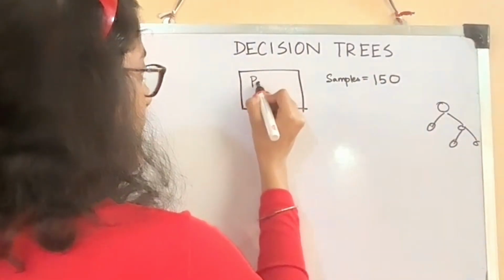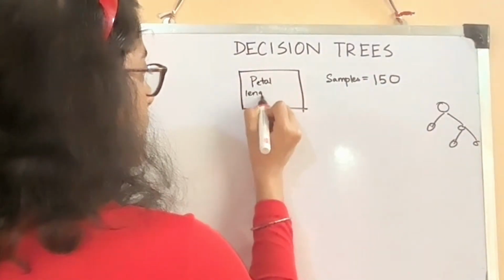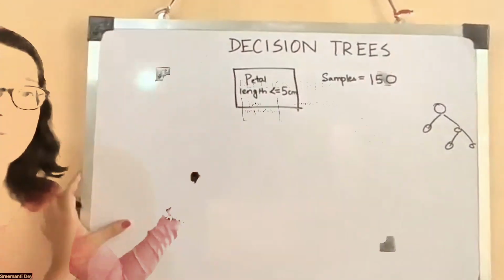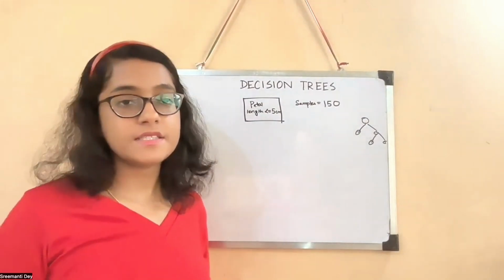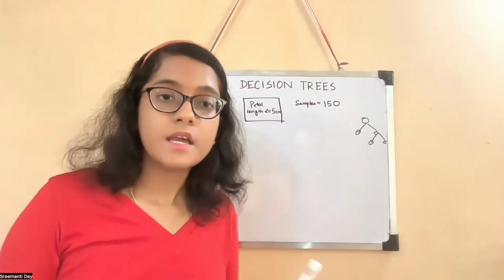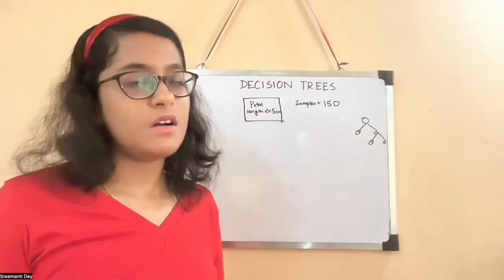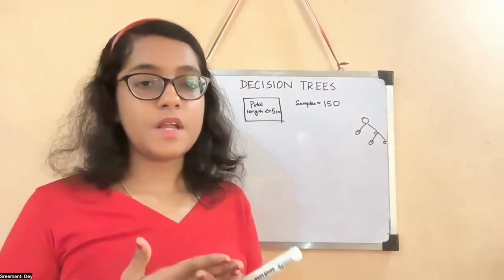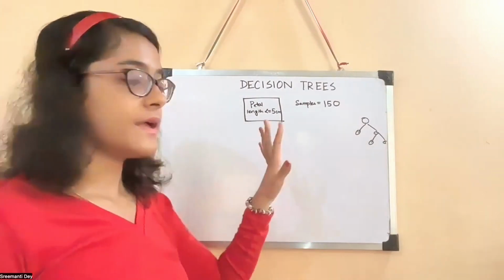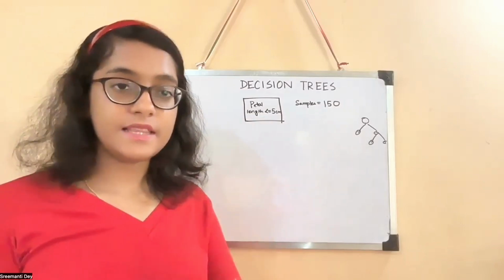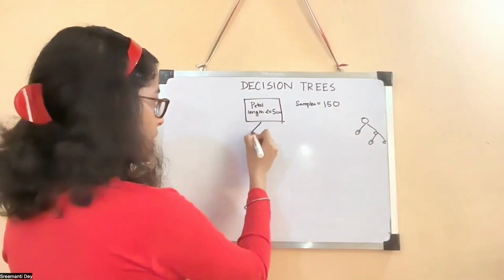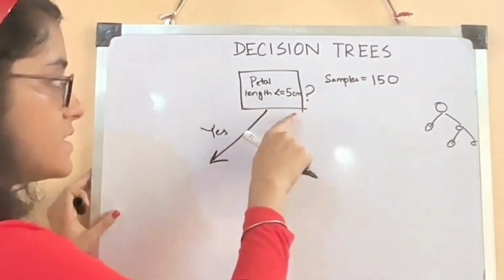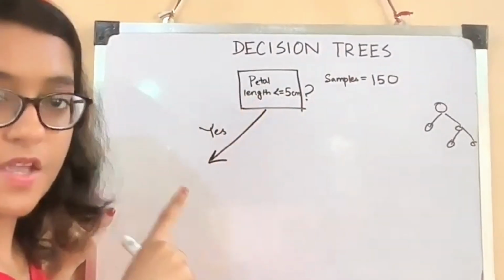Now this node would have the condition petal length less than or equal to 5 centimeters. What do we mean by that? Let's say the petal length in our dataset varies from 0.5 centimeter to 10 centimeters, so 5 would be an appropriate middle ground. Let's say around 50 points have petal length less than 5 centimeters. That is going to be yes. So this is the question that we ask at this node: is the petal length less than or equal to 5 centimeters?